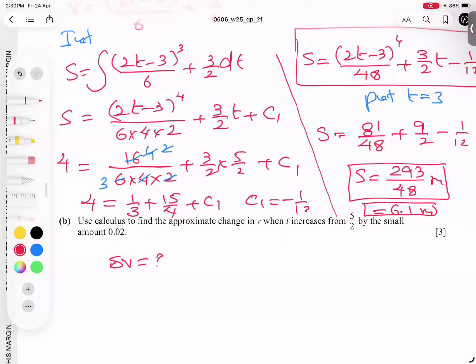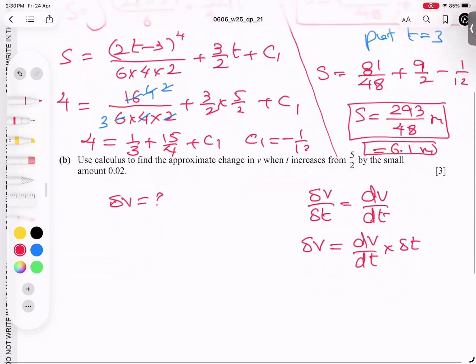But what is the formula we have? We have the formula delta V over delta T, or we can say it is asking for the approximate change in V when T increases. So with respect to T, it is dV over dt. So this formula, we must know it. Now this T will multiply there, so delta V equals dV over dt times delta T.